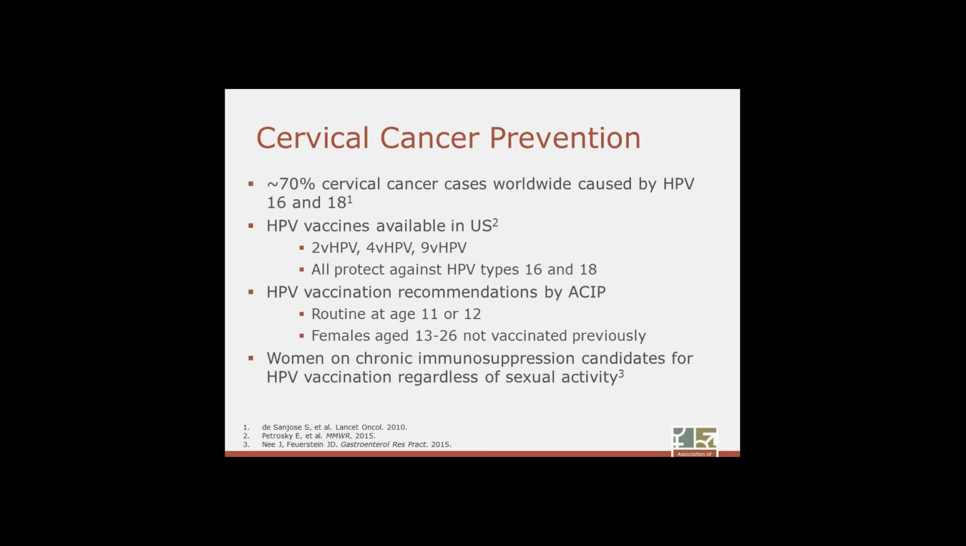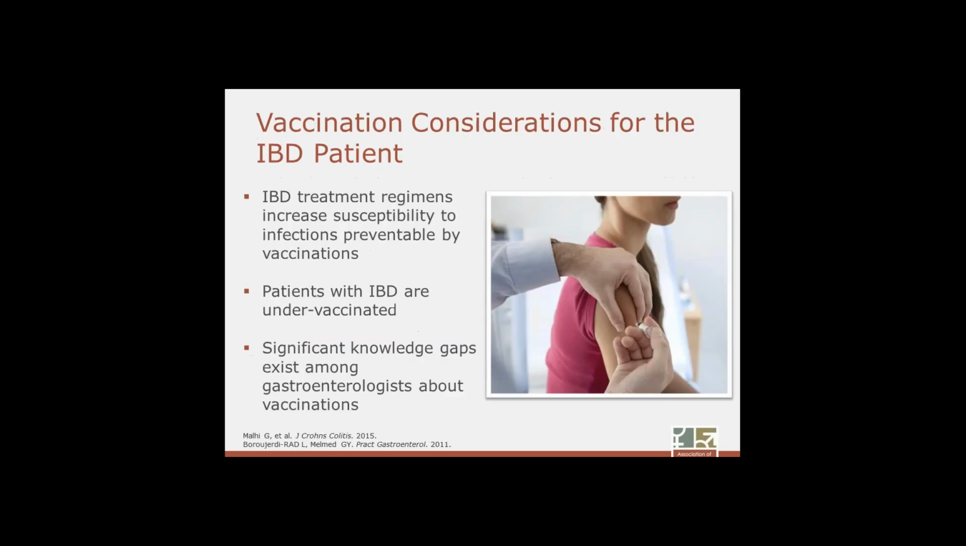Given the risk of abnormal pap smears, women on chronic immunosuppressive therapy are also candidates for HPV vaccination, regardless of sexual history. Treatment regimens for IBD, particularly immunosuppressive agents, increase the susceptibility to infections that may be prevented by vaccinations. In particular, patients are at risk of opportunistic infections, viral hepatitis, potentially life-threatening pneumococcal pneumonia, and disseminated varicella.